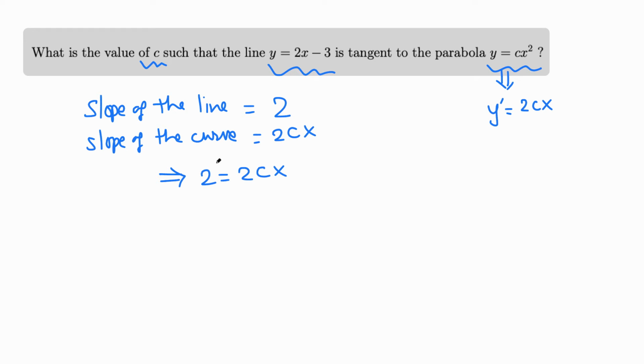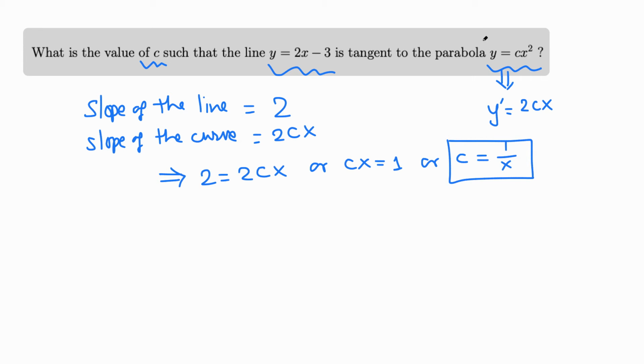We can divide both sides by 2. That leaves 1 equals cx. We can leave just cx equals 1, or c is 1 over x. So the value of c will be known as soon as we know the value of x, because c is 1 over x.